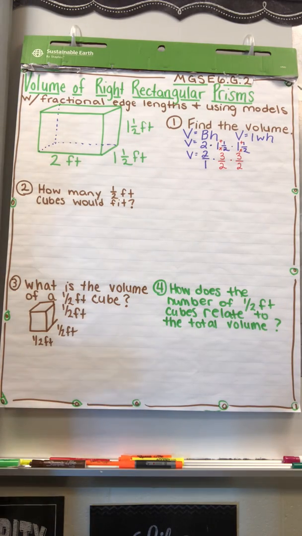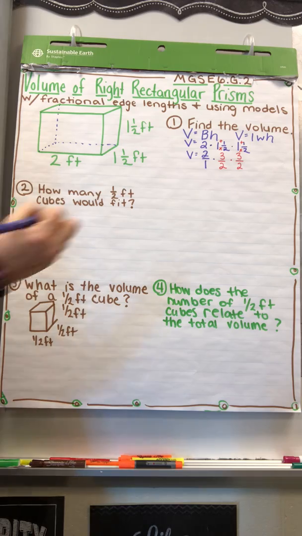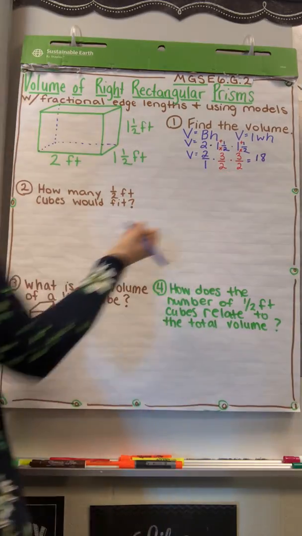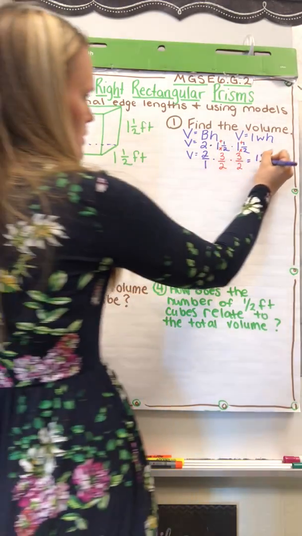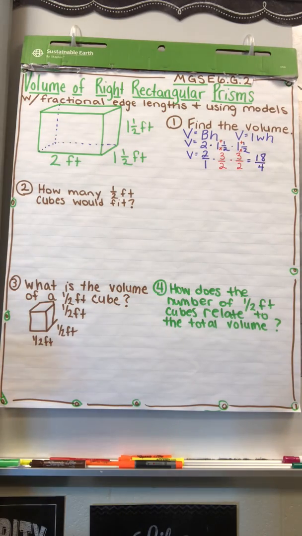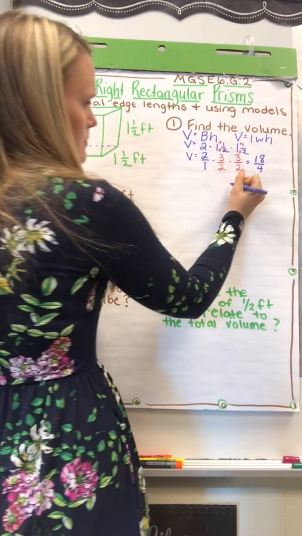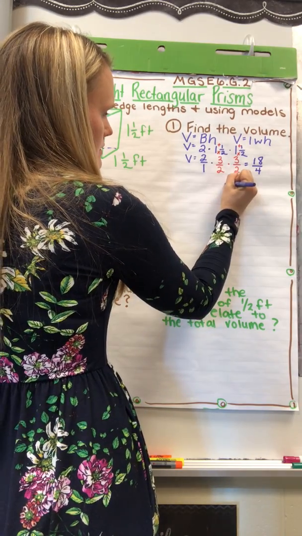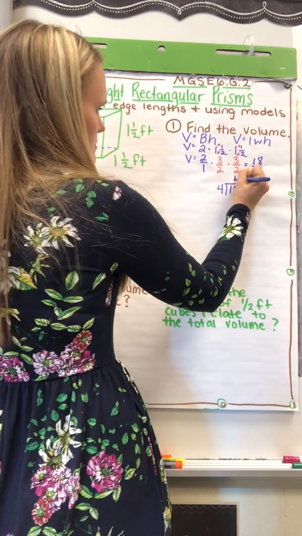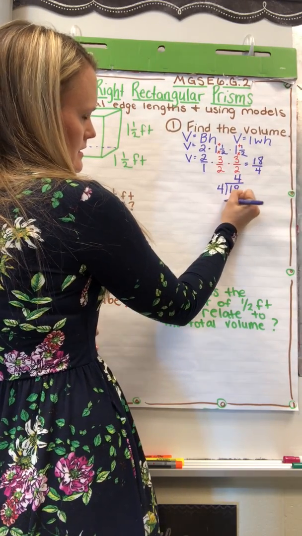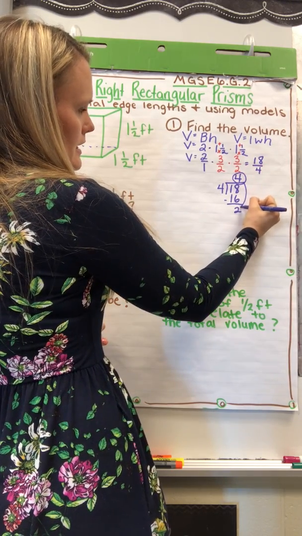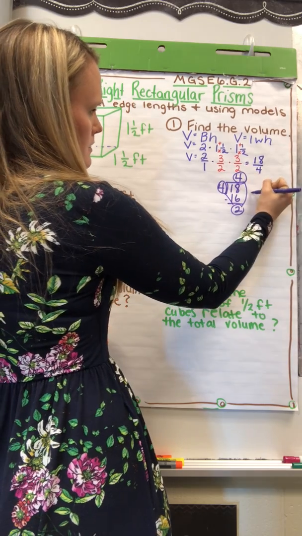Okay, and then to multiply those fractions, we just multiply straight across. 2 times 3 is 6, 6 times 3 is 18. 1 times 2 is 2, 2 times 2 is 4. So we have 18 over 4. Okay, that's an improper fraction, so we need to change that into a mixed number. 18 divided by 4. Okay, 4 goes into 18 4 times. 4 times 4 is 16. So we have 2 left over. So our mixed number will be 4 and 2/4.